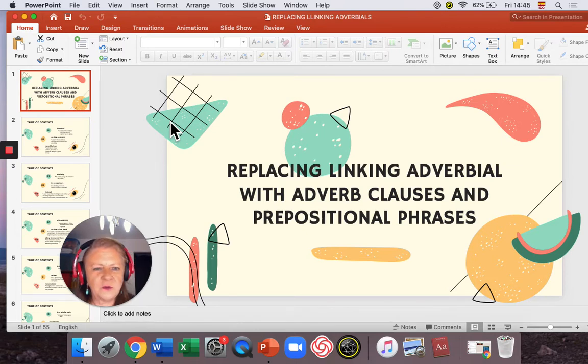And now we're going to work with all our strength. Okay? Today we're going to learn about replacing linking adverbials with adverb clauses and prepositional phrases. As you know, titles sound very complicated. This is not. As long as you learn the words that we use as linking adverbials, you are going to understand all the topic.